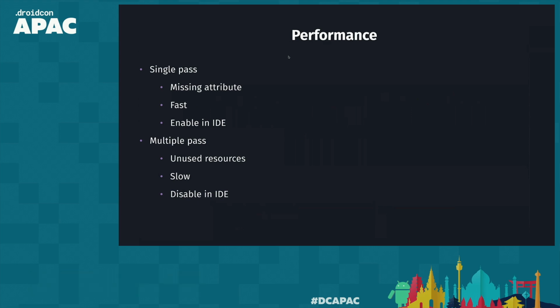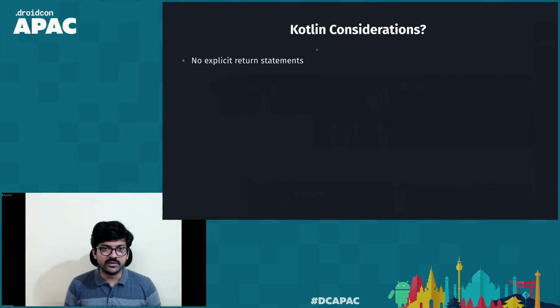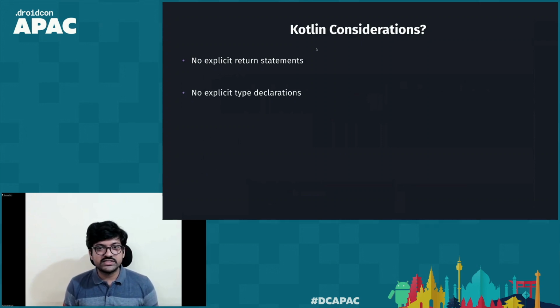Since everyone's writing Kotlin these days, you need to make some Kotlin considerations. Some functions in Kotlin need not have an explicit return statement. So if you're writing a lint rule that specifically looks for the return keyword, you might not find it if it's a Kotlin file. There are no explicit type declarations. You can specify a variable a and assign 5 to it without ever mentioning explicitly the data type of that particular variable. In Java, you would.